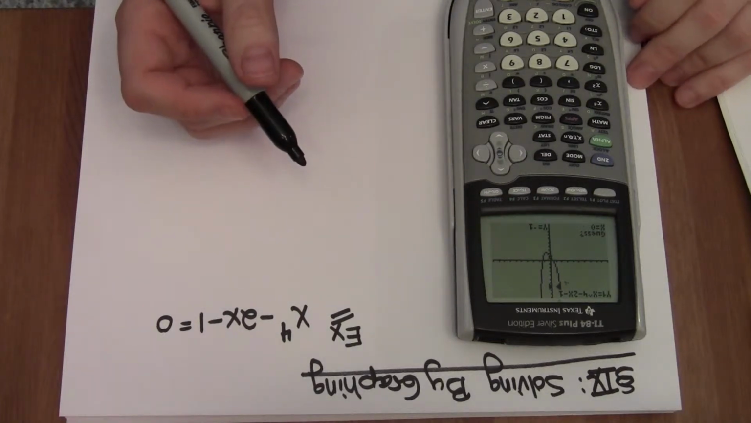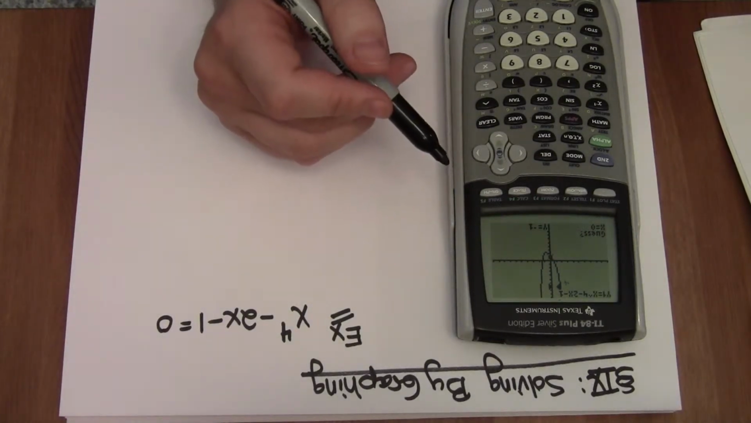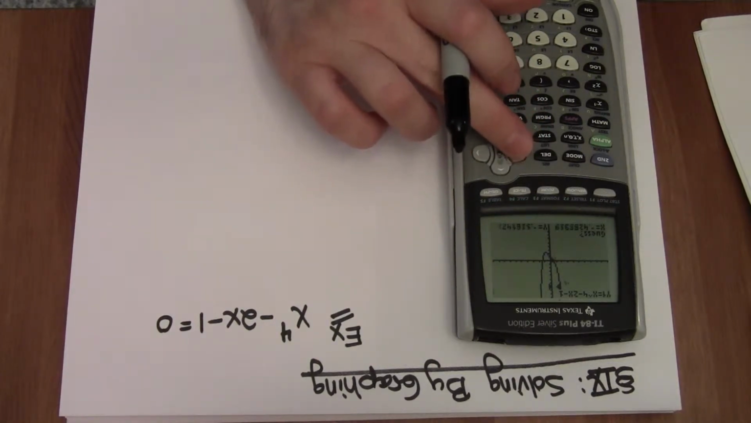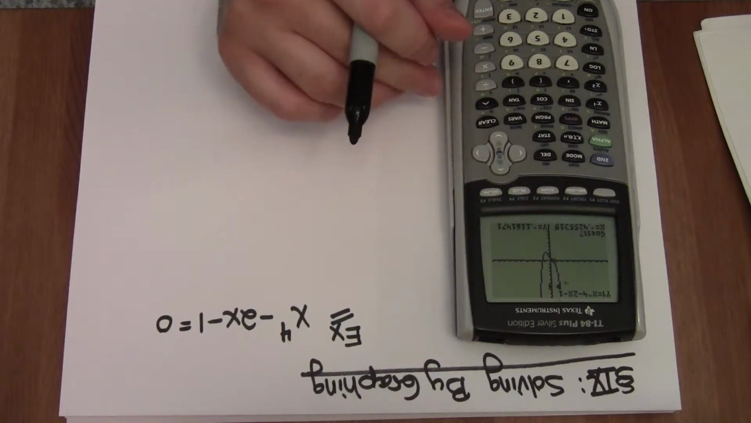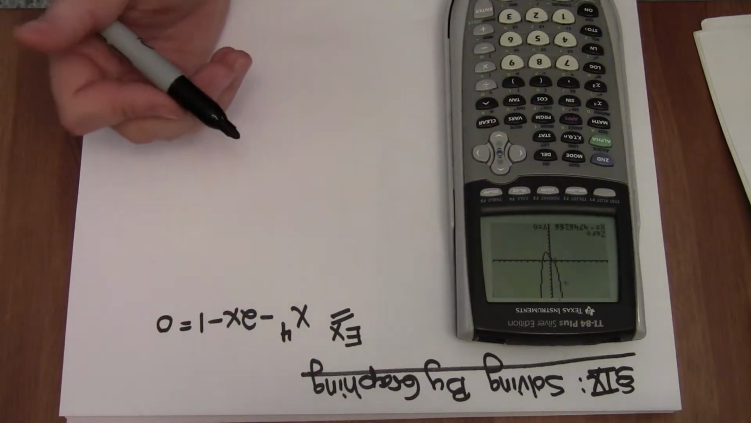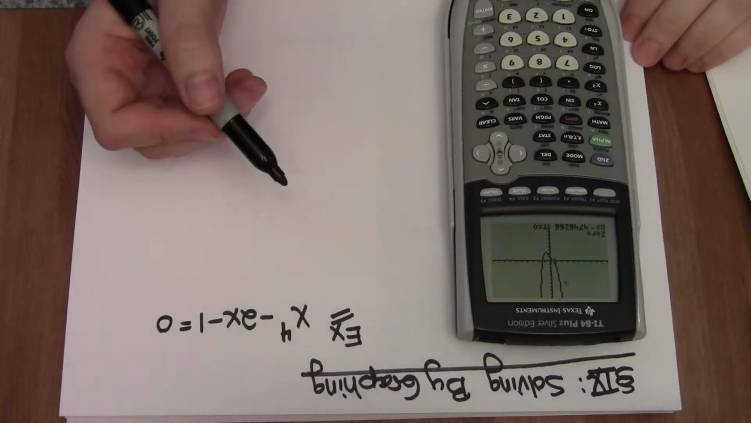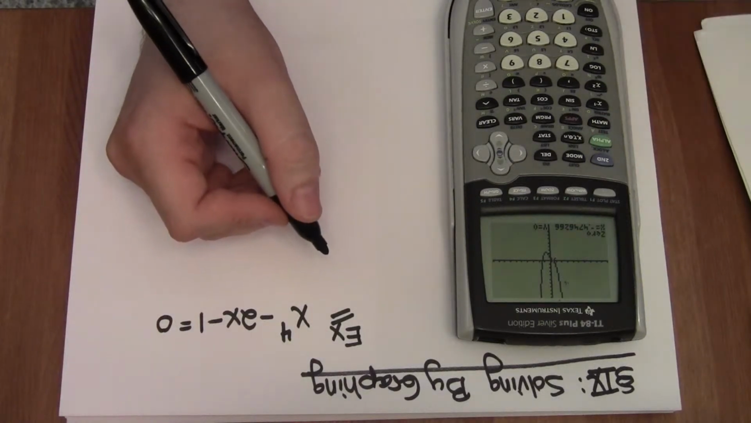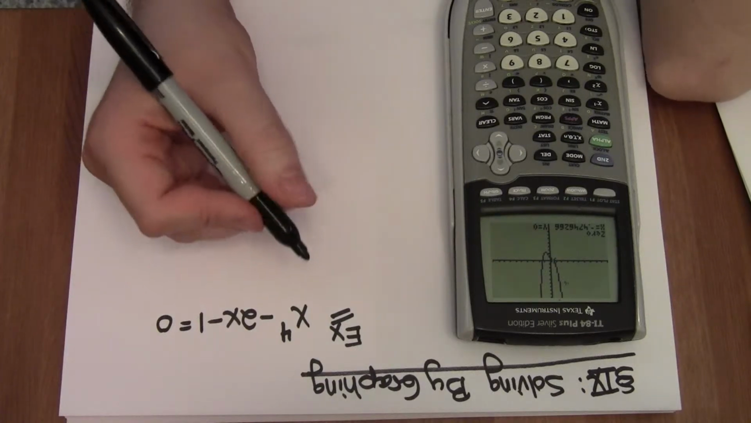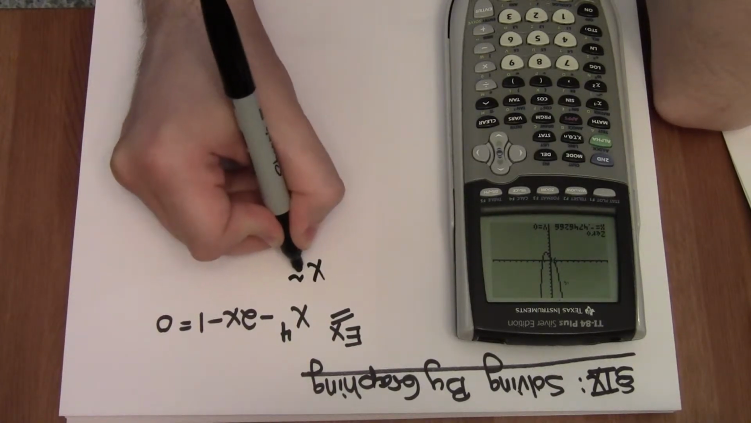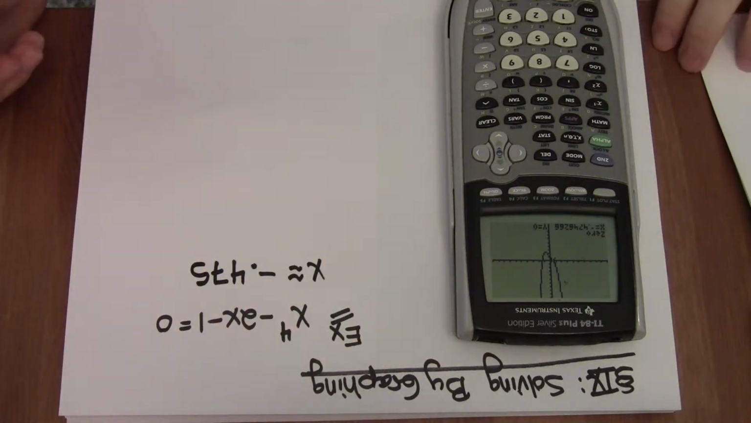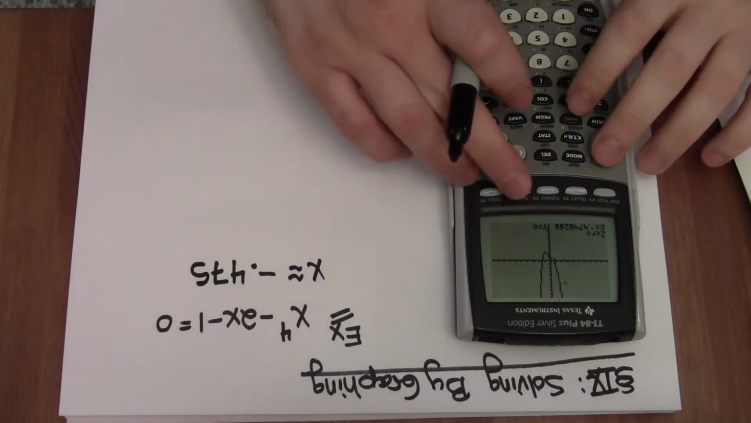It now asks for a guess. We could just leave the cursor where it is and push enter, or we could move the cursor pretty close to the place where it crosses the x-axis. I'll say something like this is about my guess. I'm going to push enter, and my first x-intercept is negative 0.47462, comma 0. The AP exam will expect you to give answers rounded to 3 decimal places or more, so that's what I'm going to do here, and I'm going to say x is about negative 0.475.